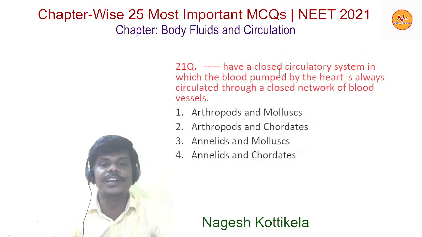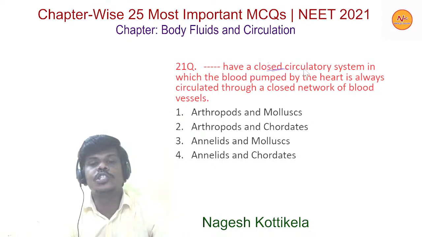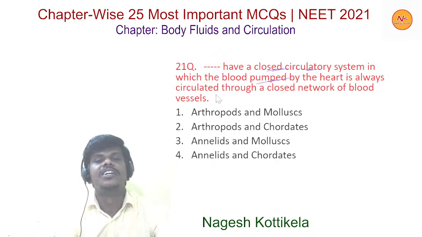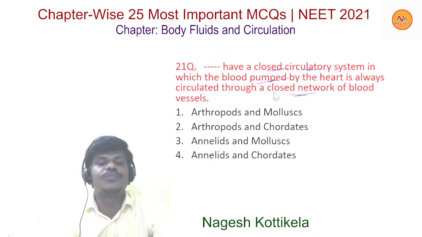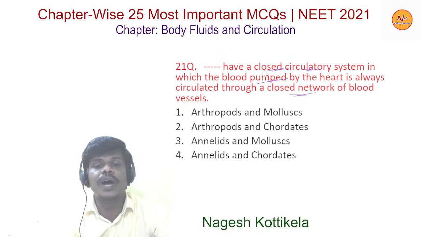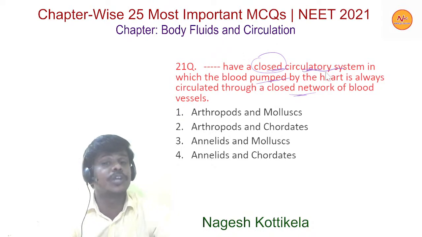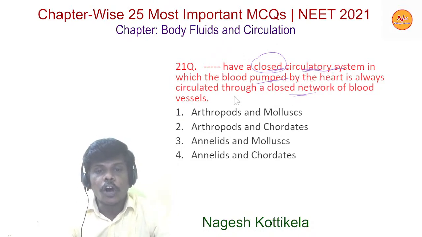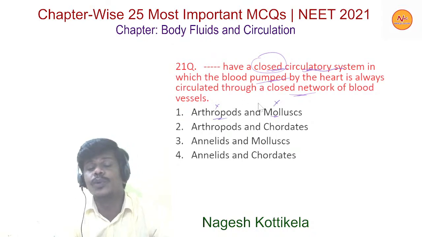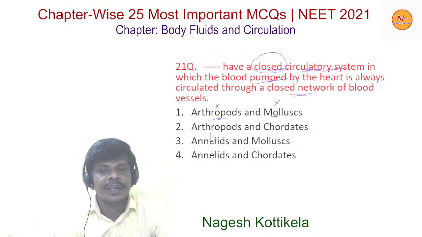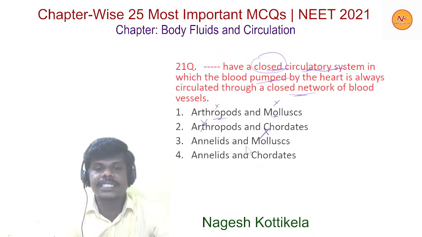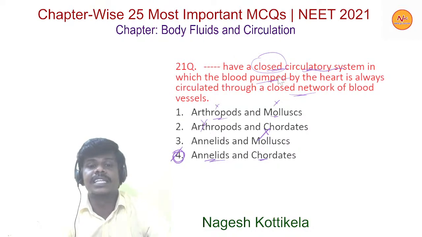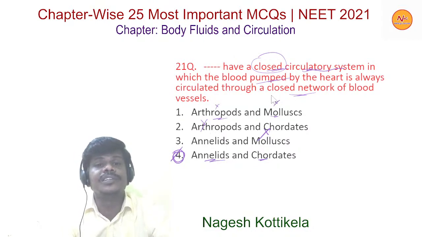Now moving to the next question, dash have a closed circulatory system in which the blood pumped by the heart is always circulated through closed network of blood vessels. So here we have to find out the examples for closed circulatory system. Here, option 1, arthropoda and mollusca, they don't have closed circulatory system. They actually exhibit open circulatory system. Arthropods, wrong. Mollusks, wrong. Annelids and chordates is the right option. So, annelids and chordates have a closed circulatory system.